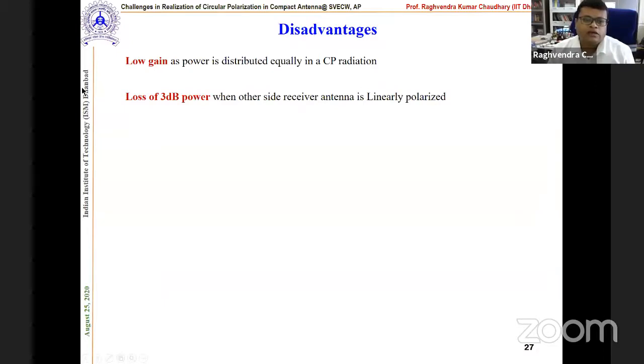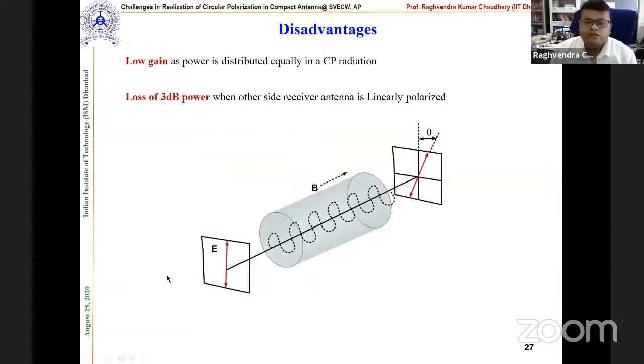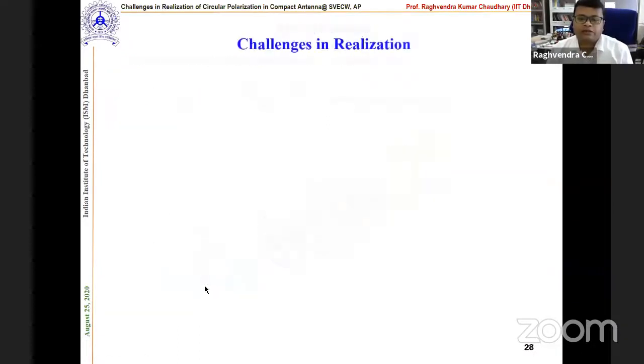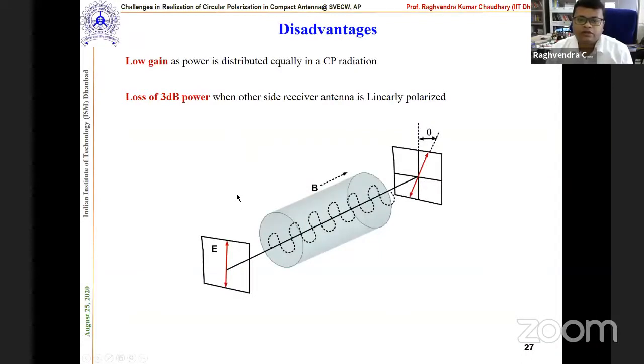Second is the loss of 3 dB power, correct? It means we are expecting a 3 dB loss, half power at least, when the other side is linearly polarized, correct? So this is one of the problems: if both antennas are CP, it is okay, otherwise with a linearly polarized antenna, you may lose 50% power, correct? This is one graphical representation which confirms these things. If you have linear polarization on one side, the 50% reduction is there, and if you have CP antennas on both sides, you can manage this loss of 3 dB power.